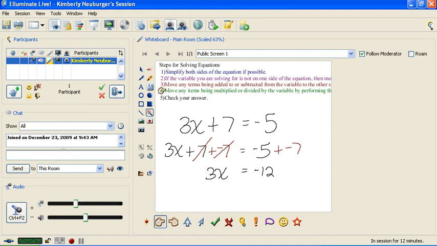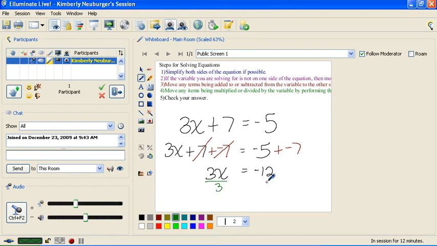So since this step is in green, I'm going to color code it for you. And we're going to divide both sides by 3. Notice I'm using a fraction bar for my division. Fraction bars mean the same thing as divide. So that is fine.